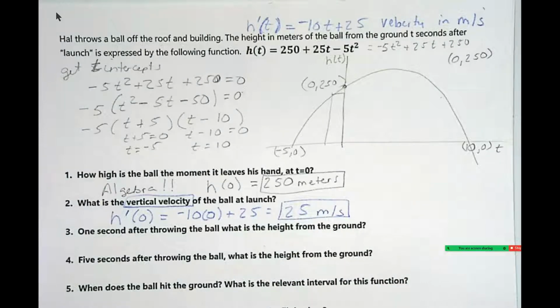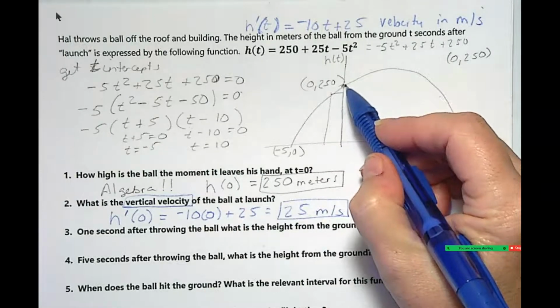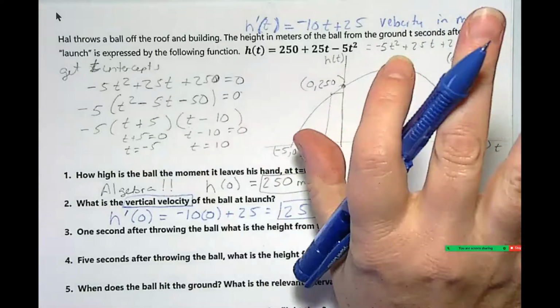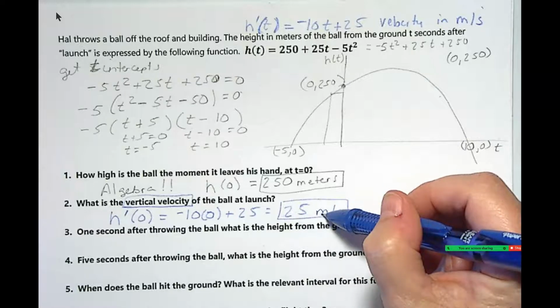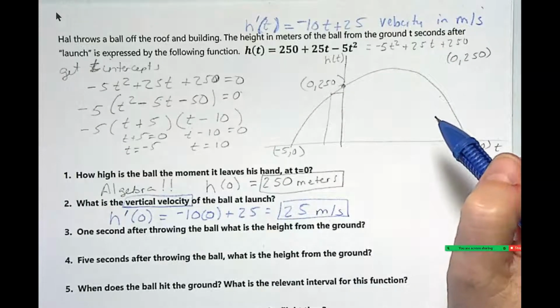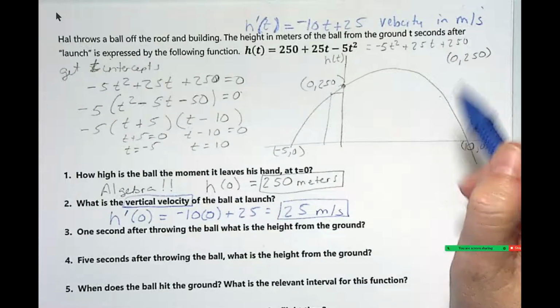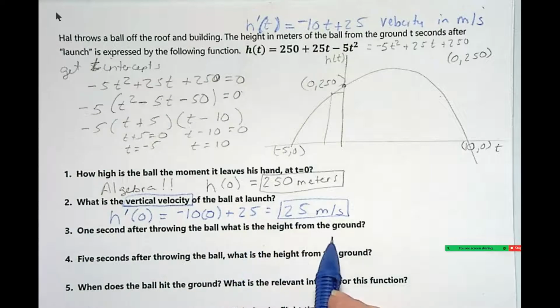All right, so when Hal throws the ball, his hand is 250 meters above the ground. He throws the ball, and its vertical velocity is 25 meters per second, so it's going up at 25 meters per second. And it's not its overall velocity, it's just the vertical velocity. We're only going to be doing 2 dimensions here, so yeah, it's very simplified. Okay, now 1 second after throwing the ball, what is the height from the ground? Is this going to be algebra or calculus? Algebra, yep, it's just the height.